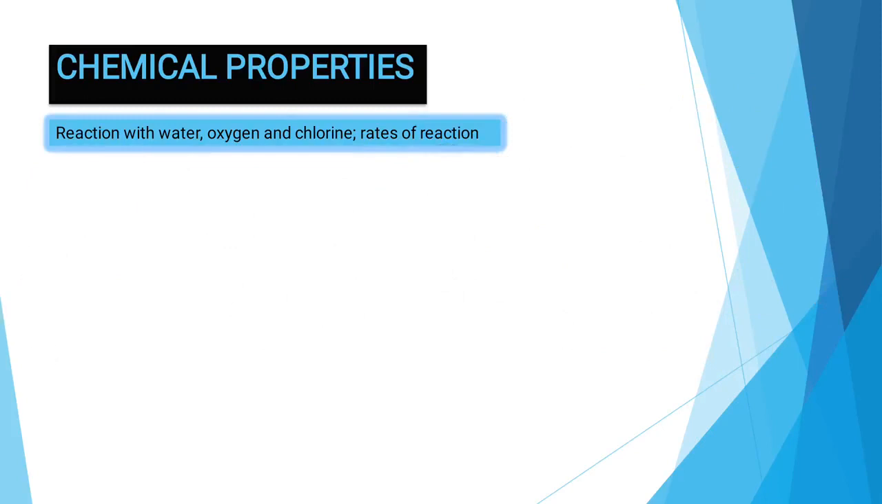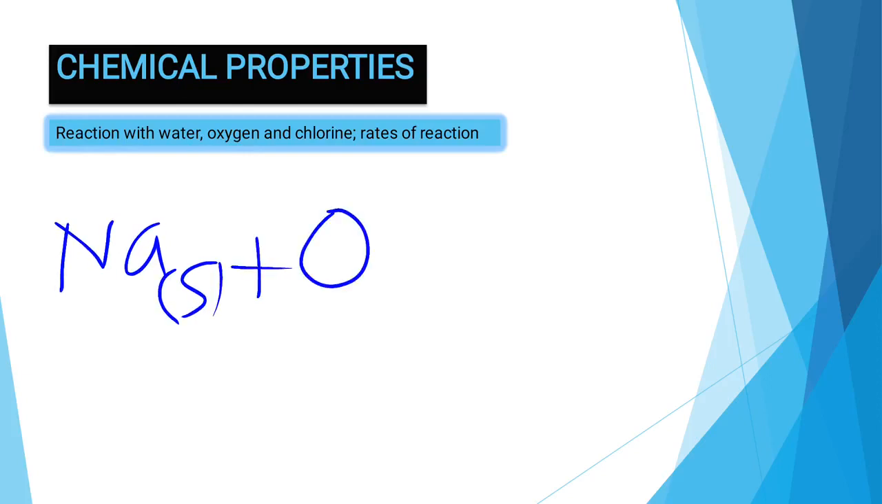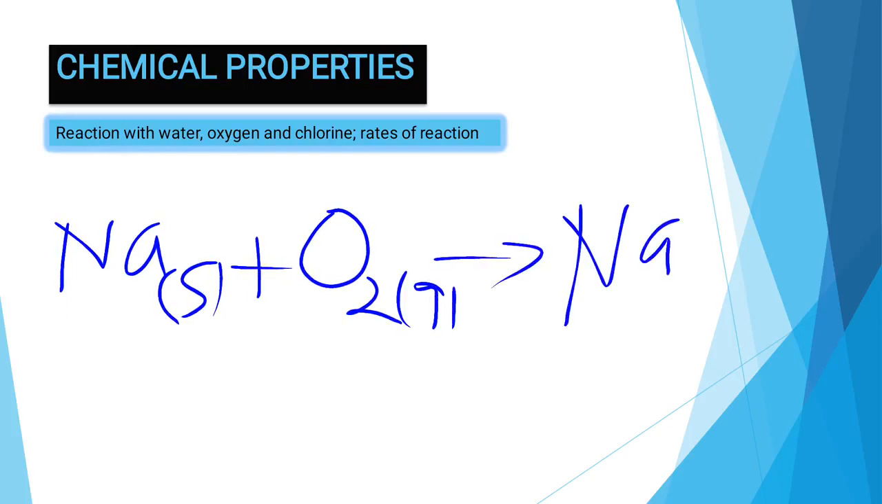We have sodium solid reacting with oxygen gas to give us sodium peroxide, and this is the formula of the peroxide, which is obviously a solid. This equation is balanced by having a 2 here, and by just that we have the equation balanced.